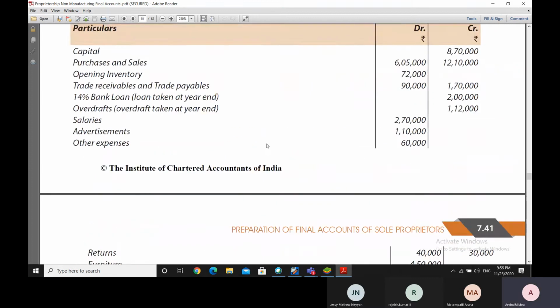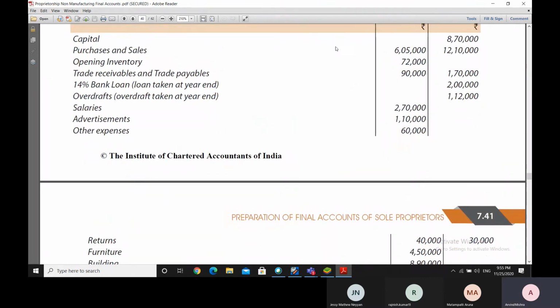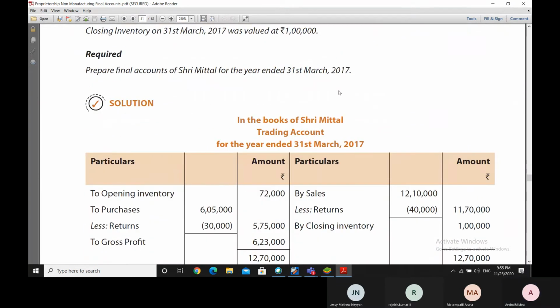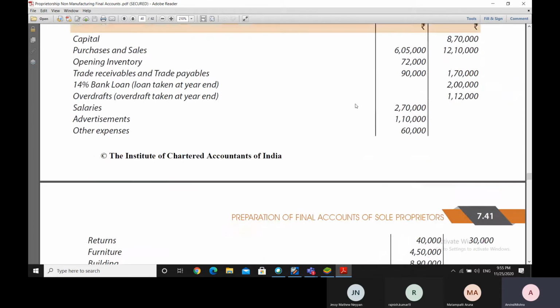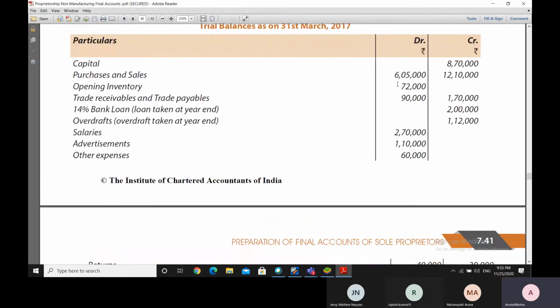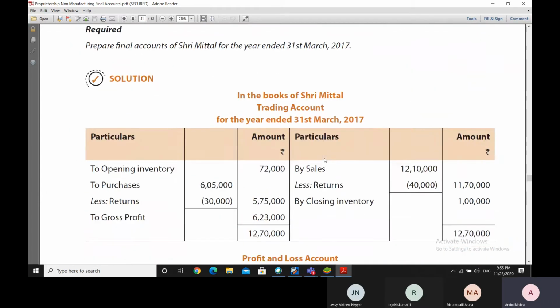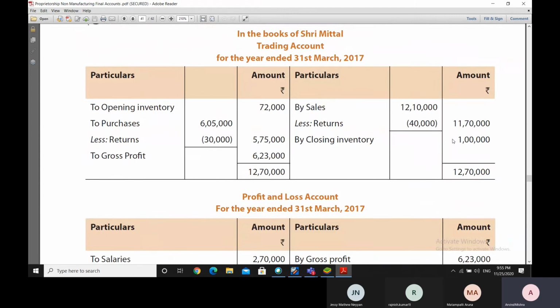So all these figures are readily available here in the trial balance, as you can see. So it's easy to prepare the trading account. The opening inventory is 72,000 rupees, as we can see here. The closing inventory has already been given to us as 1 lakh rupees, so closing inventory is taken as 1 lakh rupees.